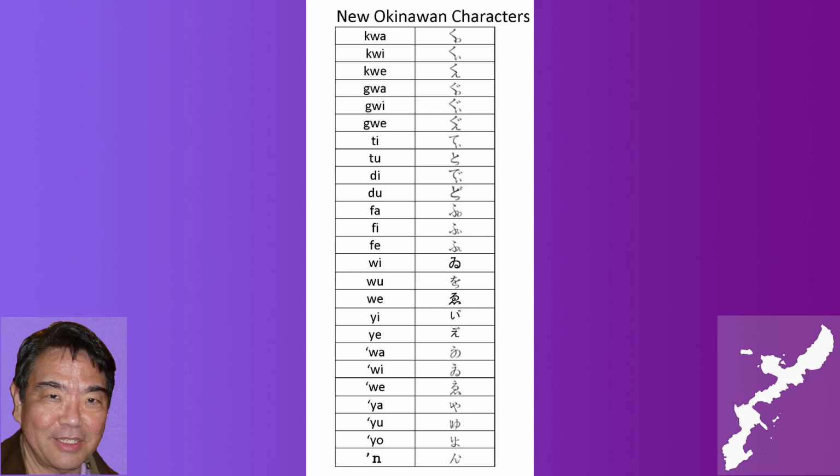Ti is a te with a small e on the bottom. Tu is a to with a small u on the bottom. Di is a de with a small e on the bottom. Du is a do with a small u on the bottom. Fa is a fu with a small wa on the side. Fi is a fu with a small e on the side. Fe is a fu with a small a on the side.